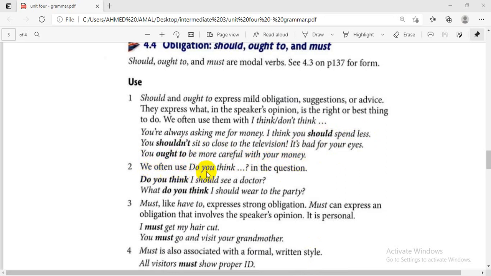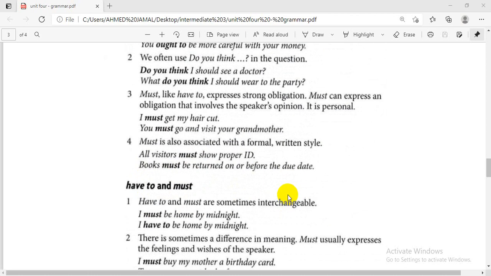We often use do you think in the question. كذلك استخدمها في جملة السؤال. Do you think I should see a doctor? Or what do you think I should wear to the party? Must, like have to, expresses strong obligation. Must can express an obligation that involves the speaker's opinion. It's personal.